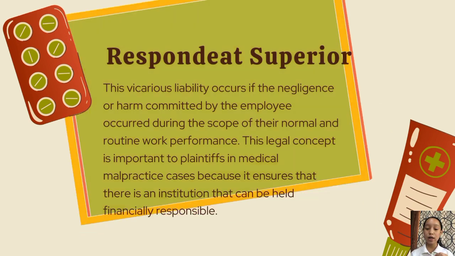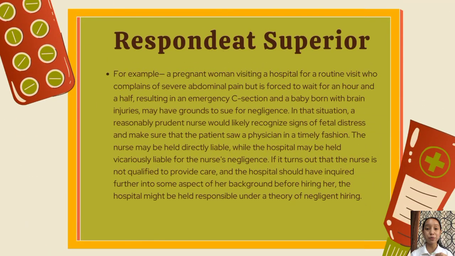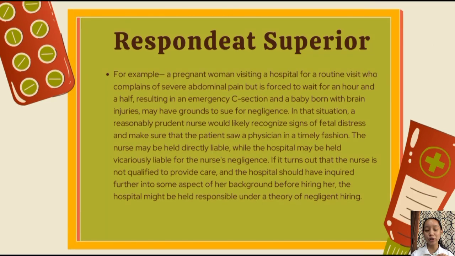An example of this is a pregnant woman visiting a hospital for a routine visit who complains of severe abdominal pain but is forced to wait for an hour and a half, resulting in an emergency C-section and a baby born with brain injuries. She may have grounds to sue for negligence. In that situation, a reasonably prudent nurse would likely recognize signs of fetal distress and make sure that the patient saw a physician in a timely fashion. The nurse may be held directly liable, while the hospital may be held vicariously liable for the nurse's negligence.